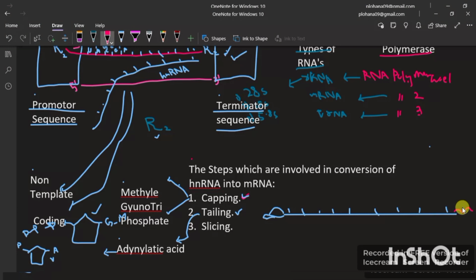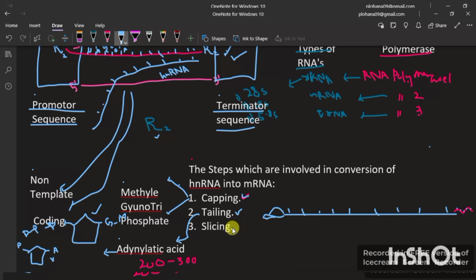So basically this is the tail, and here an important thing is that only one adenylatic acid is not required, but here would be 200 to 300. The range is 200 to 300 adenylatic acids required to make the tail. Alright, so let me tell you where it would be. Suppose one adenylatic acid is here, another is here, another is here, and another is here. So we require 200 to 300 adenylatic acids for making this tail. Alright, so the second process is done too.